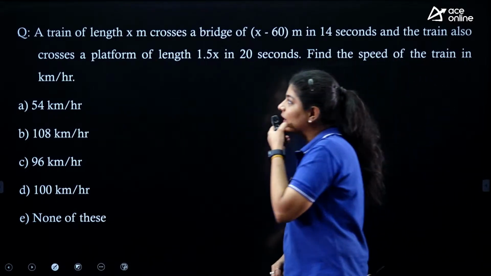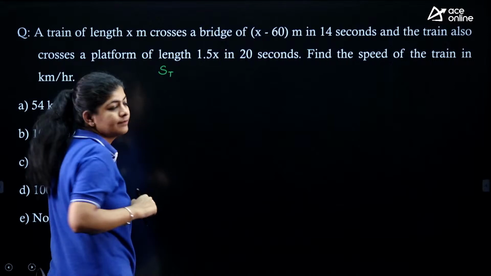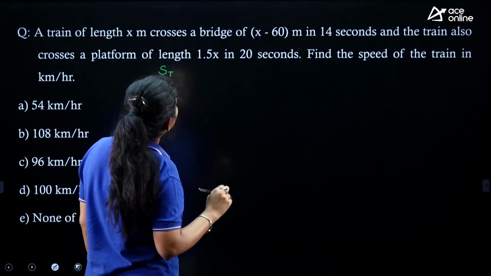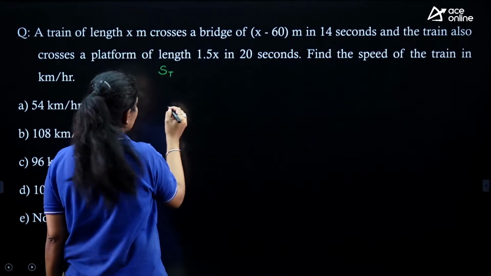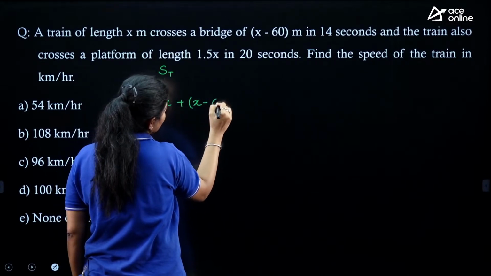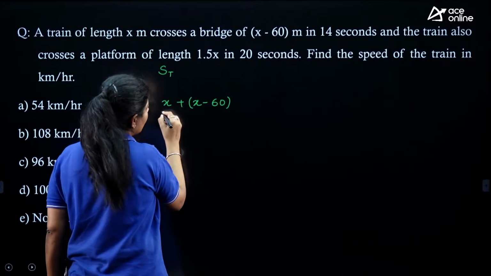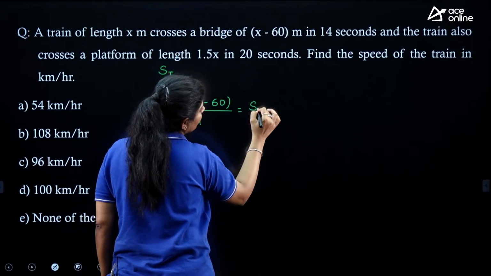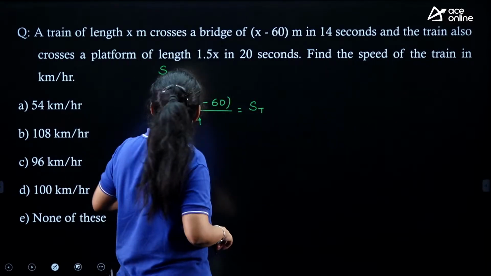Look, here we are talking about the same train, so we assume that the speed of the train is ST, right? Now, a train of length x crosses a bridge of x minus 60 meters in 14 seconds. So we can say that x plus x minus 60, the length of the train and the length of the bridge, divided by 14 will give me the speed of the train, right?